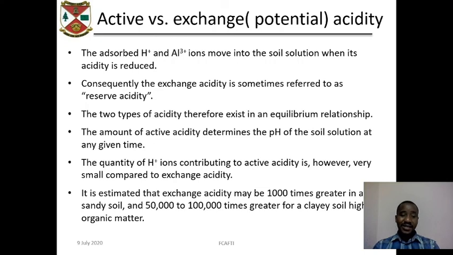Now, it is estimated that exchange acidity may be 1,000 times greater in a sandy soil and 5,000 to 100,000 times greater for a clayey soil high in organic matter.